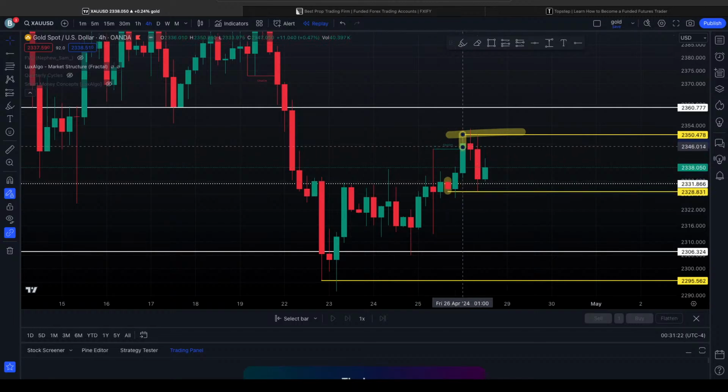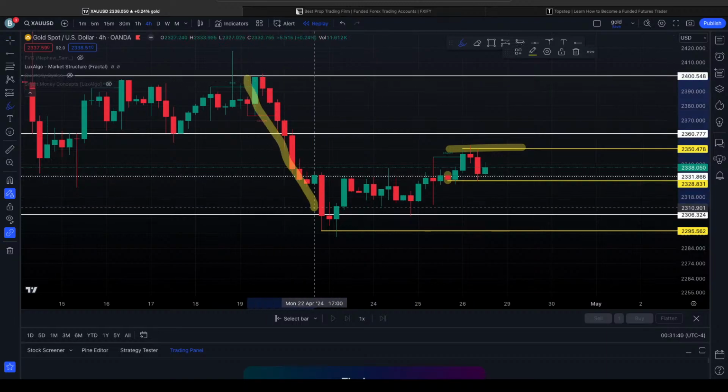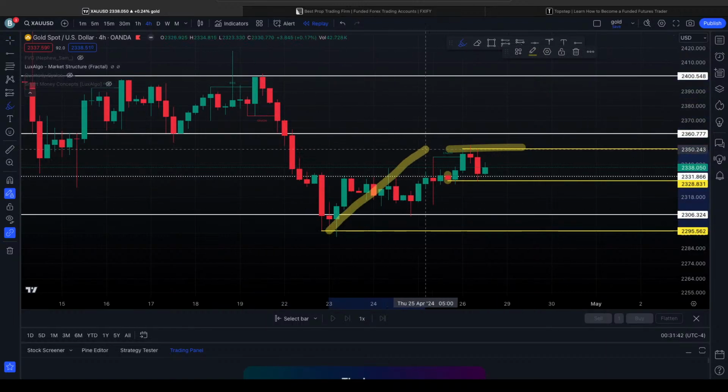So what I'm thinking is that this might need to come back down one more time, maybe break these lows, and then go back up. So that's kind of what I need to figure out, what's next. Sometimes I could figure it out, like how we knew from up here we needed to come down, and then from here we needed to go up.